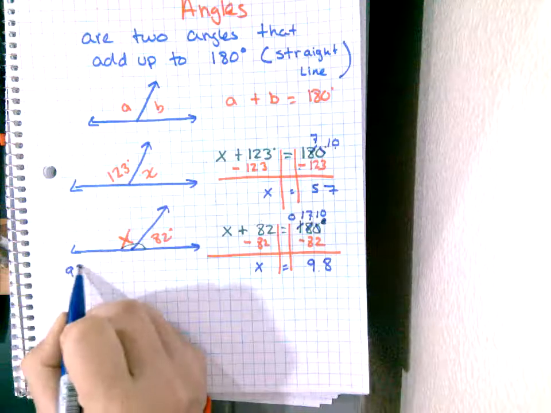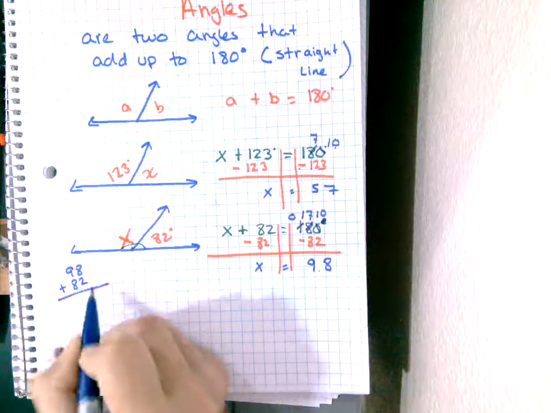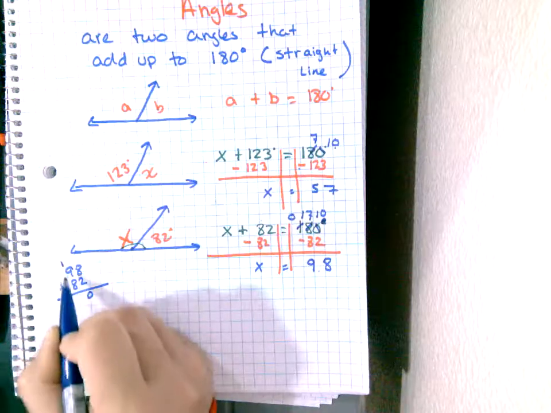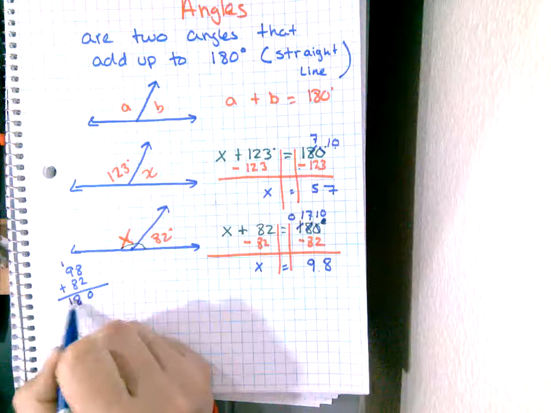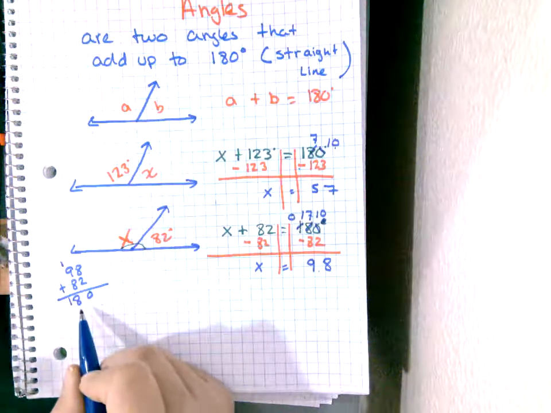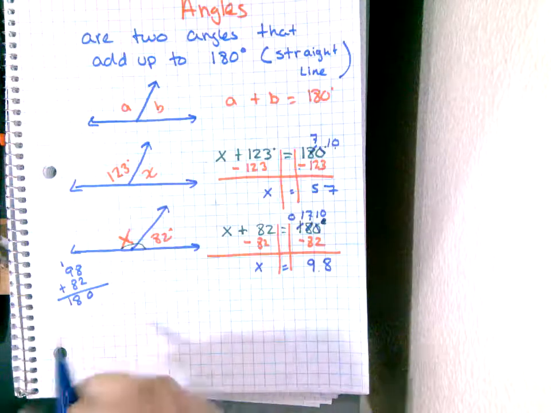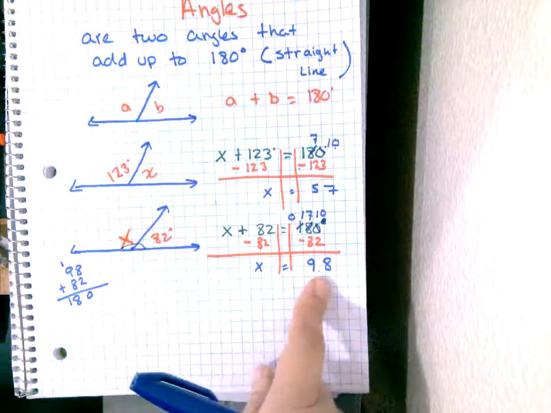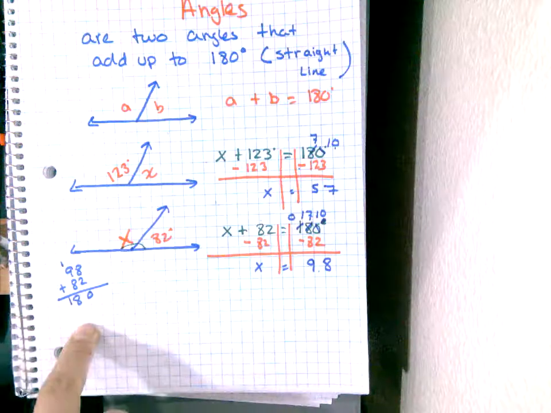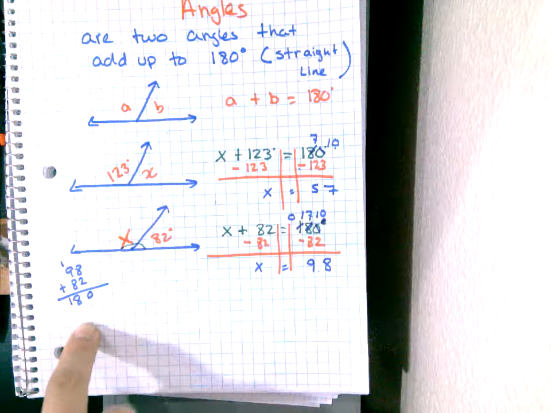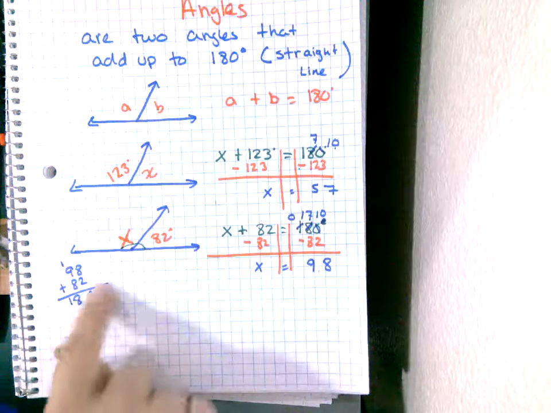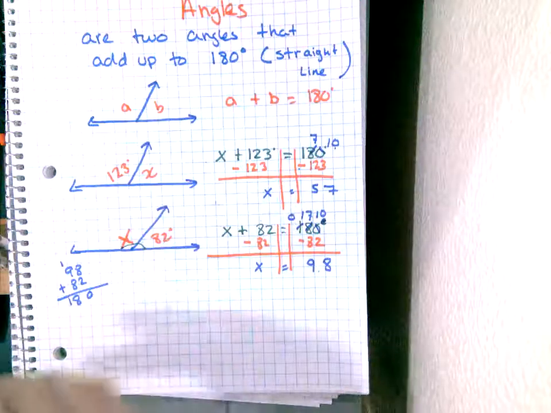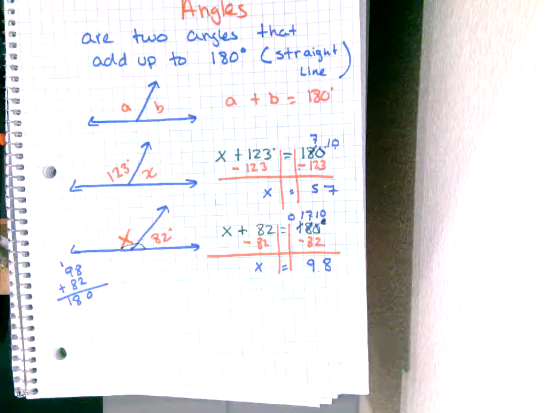If you're not sure if you got that one right, you can always go and check: 98 plus 82, that gives me 10, carry the 1. 10 plus 8 is 18. Oh, 180. Exactly what I was supposed to get. So if you're wondering, did I subtract correctly, did I borrow correctly, you can always go back and add. We tend not to make many mistakes on adding, so you can double check. It has to equal 180 degrees.